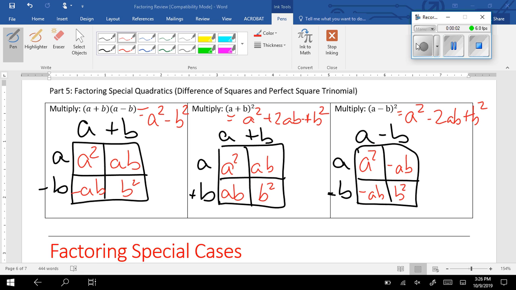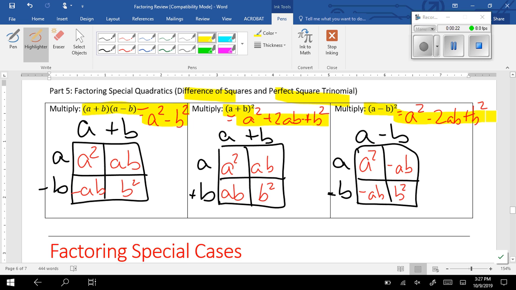In this video, we're going to look at factoring special quadratics, specifically difference of squares and perfect square trinomials. So what I've done to start is just take a look at our three formulas and where they come from. So you don't have to write these down just yet. I just wanted to show you where they come from before we start using them.